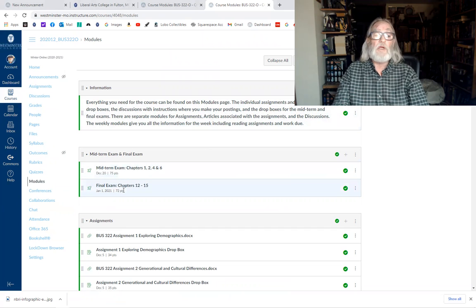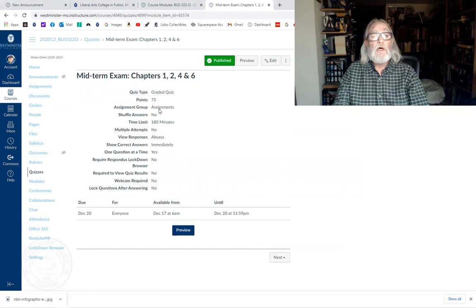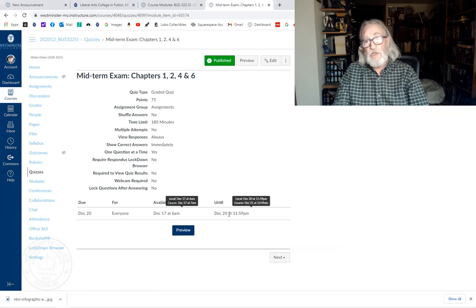Here's the midterm and final. I figure they're important enough that they're right up here. You can see December 20th. We click on it. It's going to say 180 minutes, available December 17th. The 20th is when it's due. So if that's a Sunday, that's probably a Thursday, something like that.